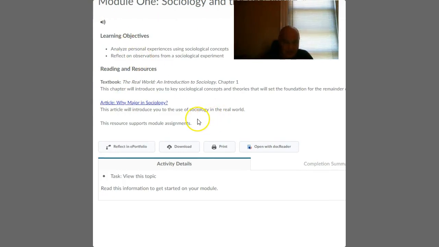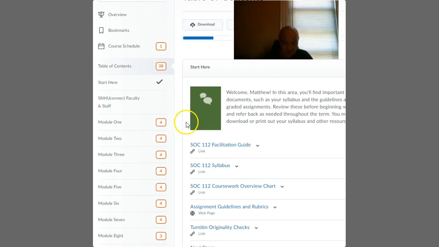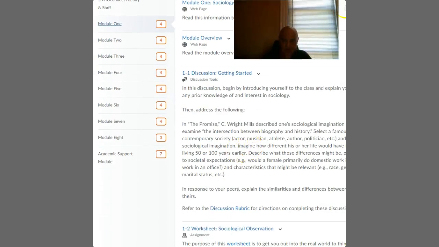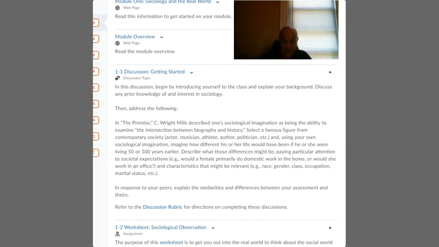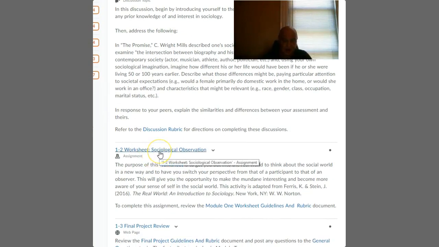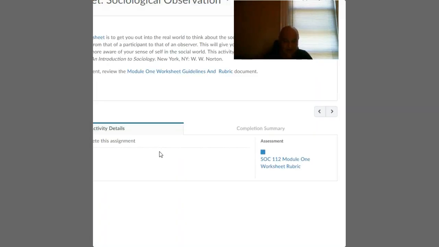This is a great article, Why Would One Major in Sociology? So please look over these materials. Read chapter 1 and read the associated article. Now we're back to module 1 again. We talked about C. Wright Mills, a great mid-20th century sociologist. And then you complete your first worksheet.